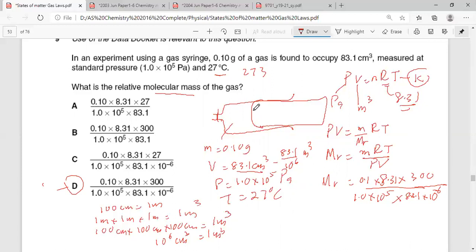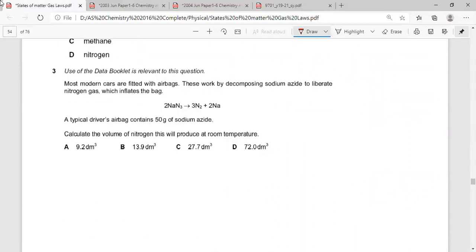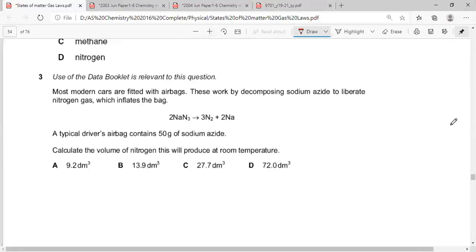Question 54. I think it's worth taking the time to do this because it's an interesting one. Here we'll make use of the idea of ratio. Most modern cars are fitted with airbags. This works on the decomposition of sodium azide. Azide, sorry, not nitrite, azide. Now here, remember, the ratio is 2 moles to 3 moles to 2 moles. We are interested in only nitrogen, so moles is important.